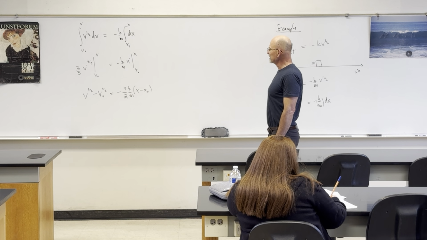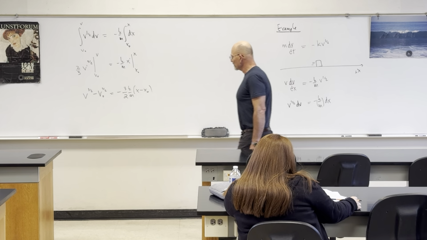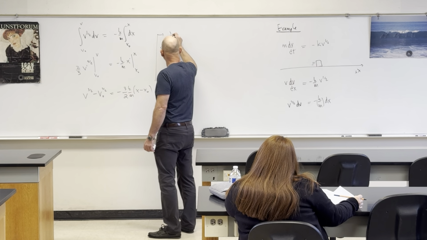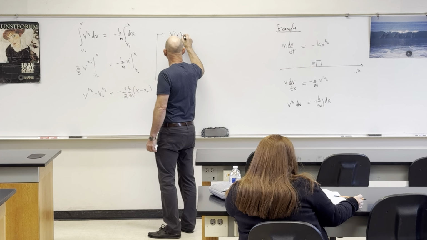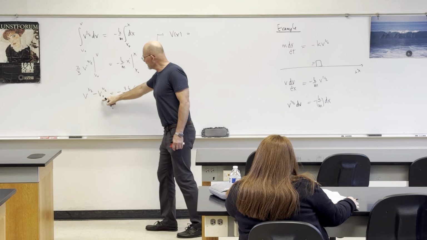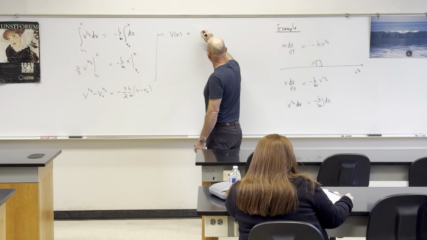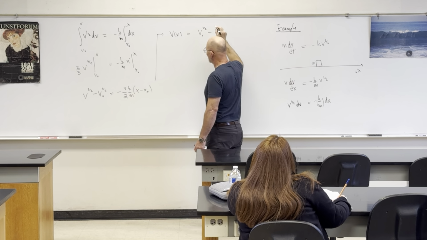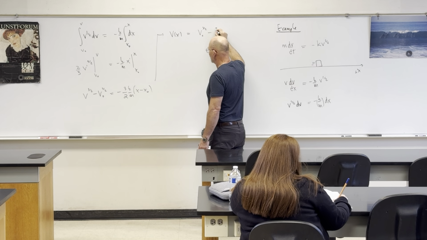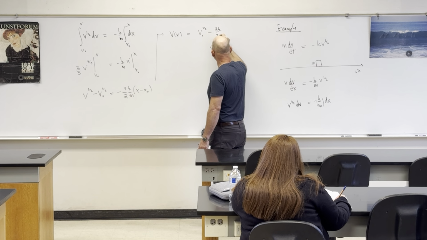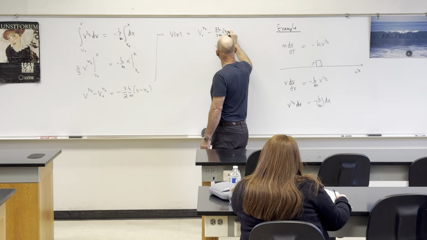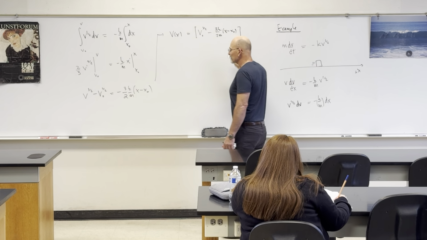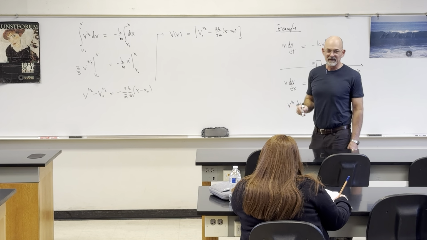If we wanted v of x, we'd have to bring this thing over first. v naught to the 3/2 minus 3k over 2m, x minus x naught, and then we'd have to take it to what power? 2/3 power.